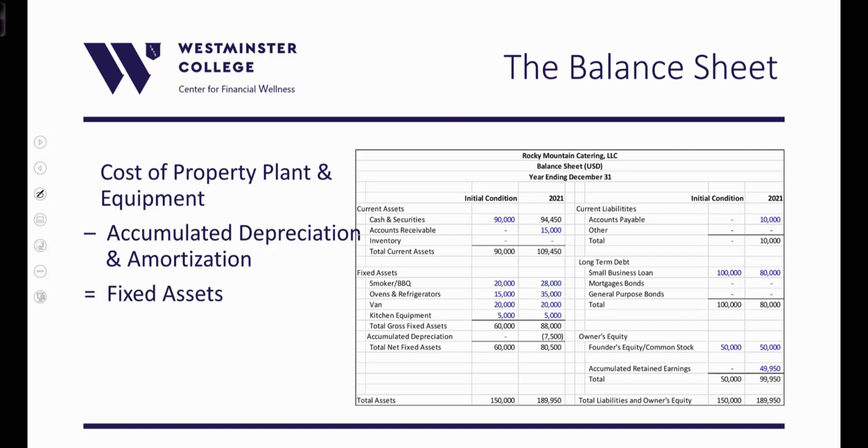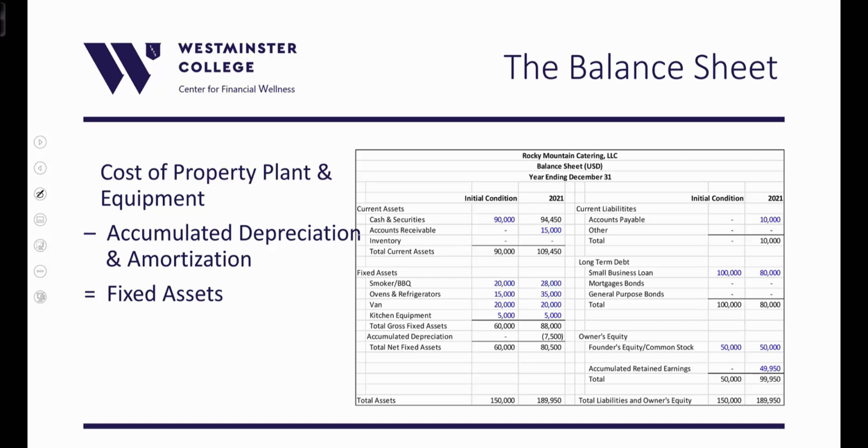So where we have an initial starting condition at the end of 2020, or perhaps the very beginning of 2021, where the company had spent $60,000 on its fixed assets, in this initial point in time, there was no time for there to be depreciation of these assets. So there's no accumulated depreciation.